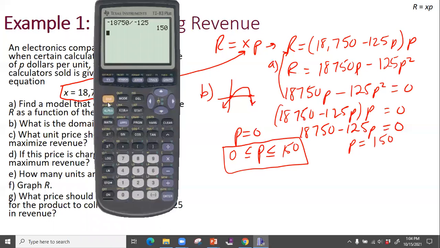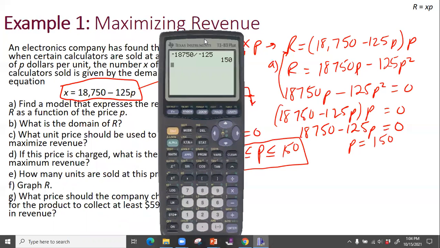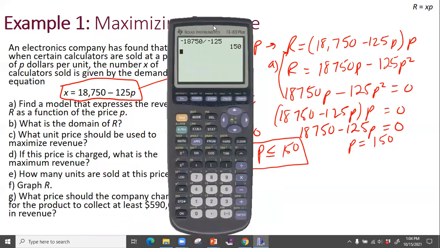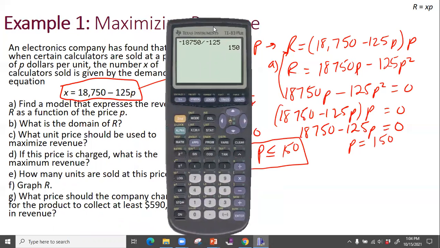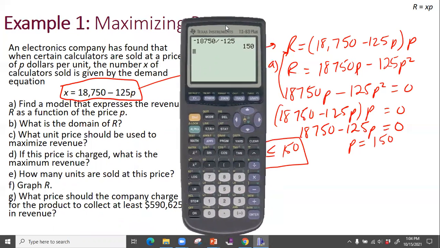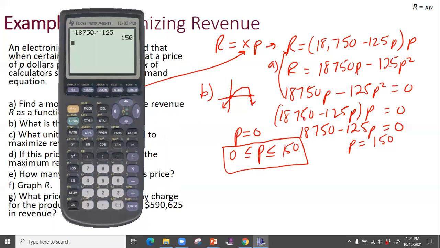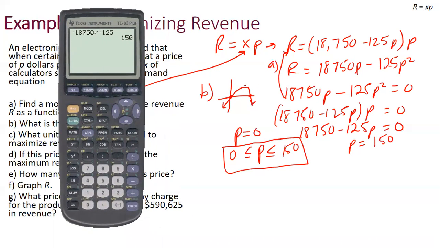Okay, now it's asking what is the maximum revenue that you can earn? What unit price should be used to maximize the revenue? And what is the maximum revenue? If I'm looking for the maximum, what is that called? What am I looking for? The vertex, right? So I'm looking for the vertex of this function. So for part C and D, I'm looking for the vertex and the maximum value, for the maximum revenue and the price.